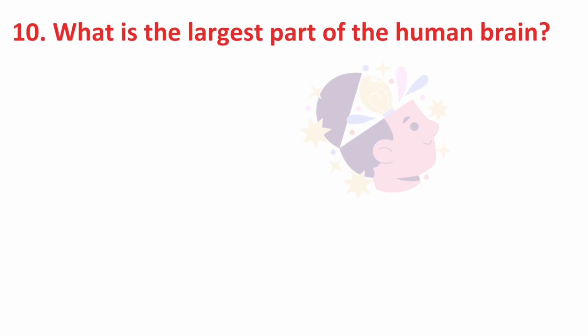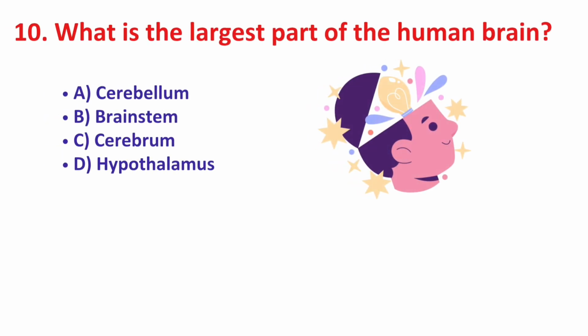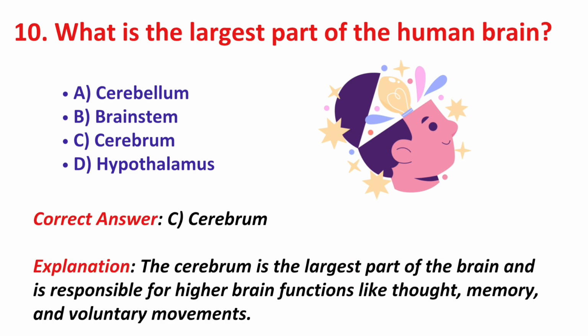Next question, question number 10. What is the largest part of human brain? Options are cerebellum, brainstem, cerebrum and hypothalamus. And the correct answer is option C, cerebrum. The cerebrum is the largest part of brain and it is responsible for higher brain functions like thought, memory and voluntary movement. So the correct answer is option C, cerebrum. It is largest part of human brain.